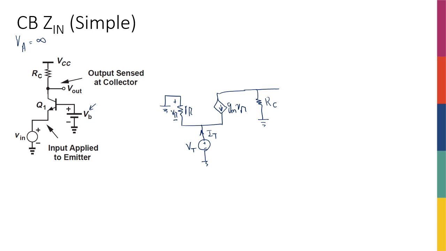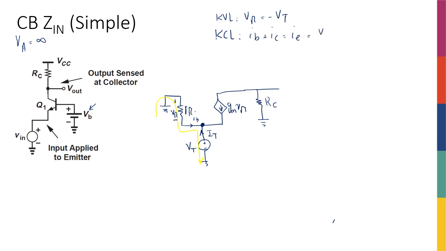We need to define V pi and its polarity. Now, looking at this, KVL tells me that V pi is equal to negative VT. I hope this is clear to everyone. You just write a KVL over this path. Okay. Now, I'm going to write a KCL at the emitter node, at this node specifically. So I can say that the current IB, let's call this guy IB, plus IC is equal to IE. And let's use small letters.